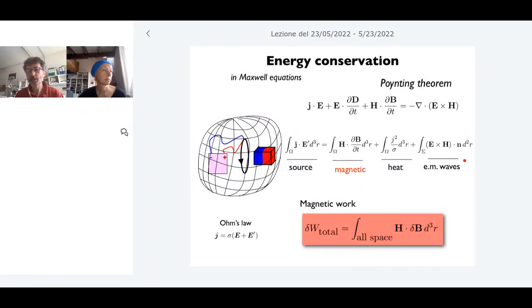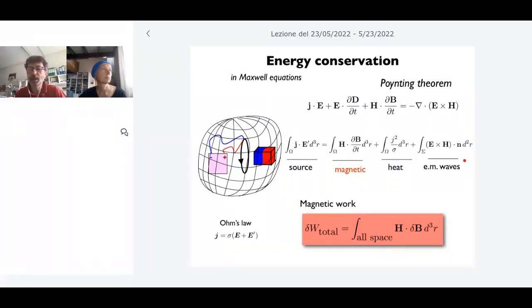We can derive a term that we have to interpret as magnetic energy. We spend some energy which is going part into magnetic energy, part dissipated as heat, and part into electromagnetic waves. And remember that we have neglected any polarizable material. If we also include the polarization of material, we would have some electric polarization work. So we reach a very interesting result, an expression for the magnetic work.